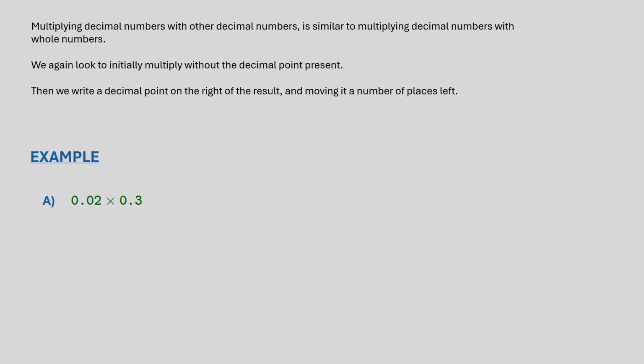We can look at this sum. What we want to do is to forget about the decimals and any effect they have on the numbers present, and write the multiplication sum without them. So what we would have is 2 multiplied by 3, which is 6.